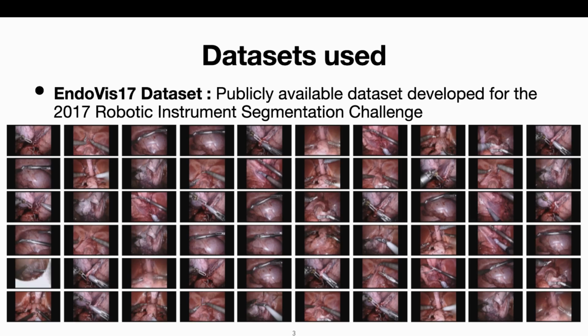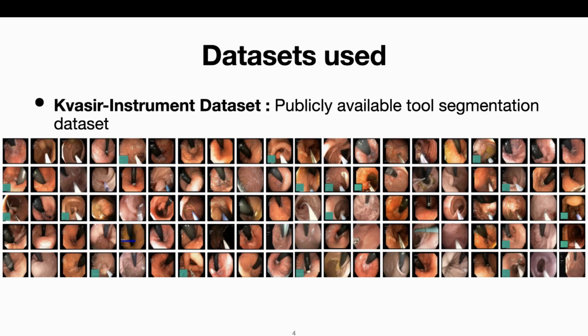The models used in this paper are evaluated on 3 endoscopic tool segmentation datasets. The first dataset, EndoV17, is a publicly available dataset developed for the 2017 Robotic Instrument Segmentation Challenge. It consists of frames from several porcine endoscopic procedures which all contain tools. The second dataset, Cavaser Instrument, consists of frames obtained during several gastroscopy procedures which always contain tools.